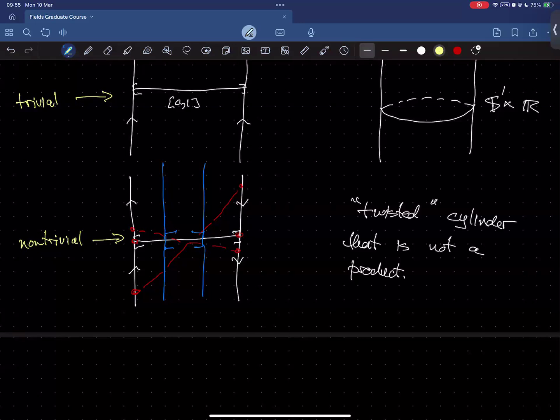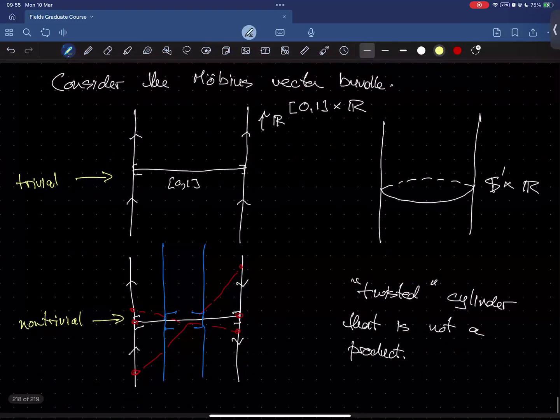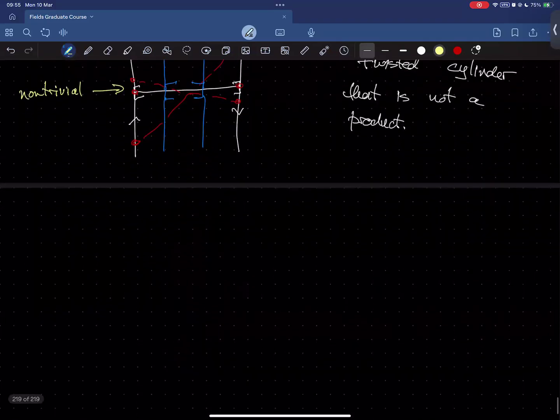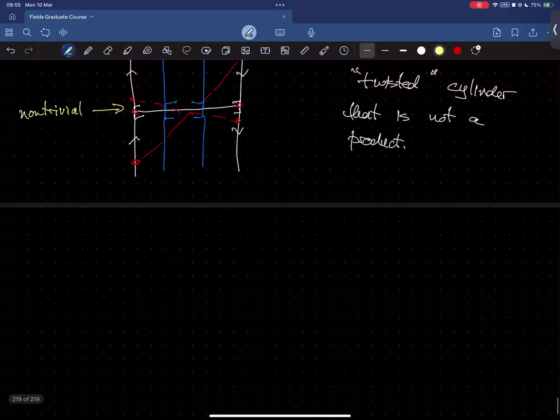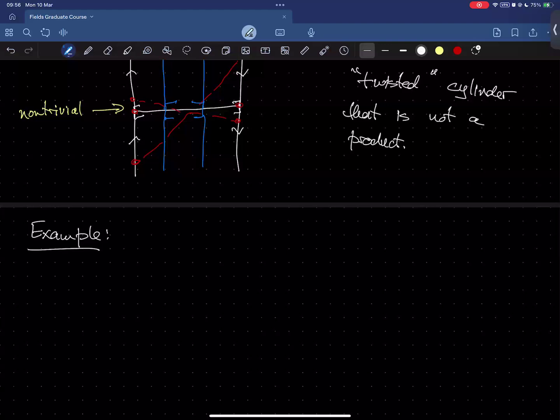So that's basic stuff about vector bundles. These are some slightly imprecise examples of vector bundles. So, example. And let me give a precise definition of what I mean by a trivial vector bundle. Let M be a CR manifold.